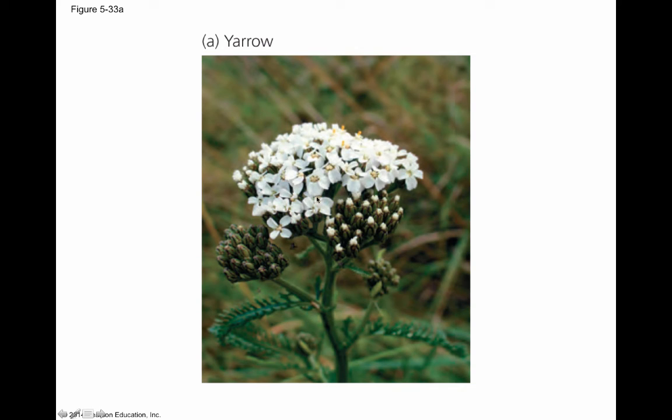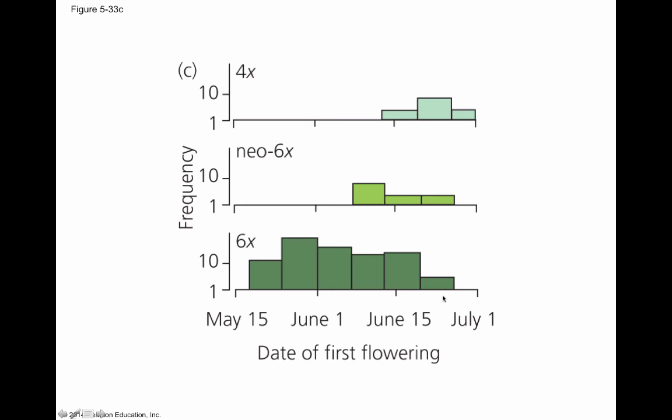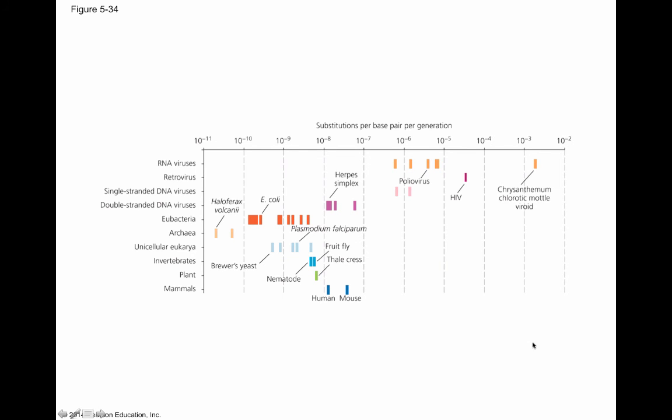So there's some seminal work from Justin Ramsey using a plant called yarrow, where he looked at 4x and 6x individuals and their survivorship in different places, showing that in more stressful habitats, these 6x individuals had higher survival.